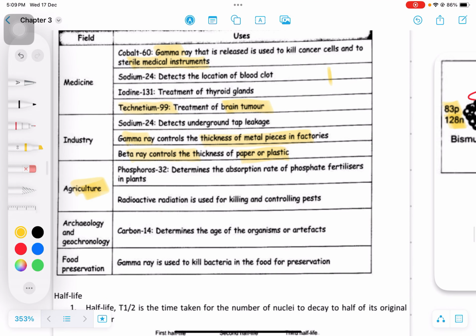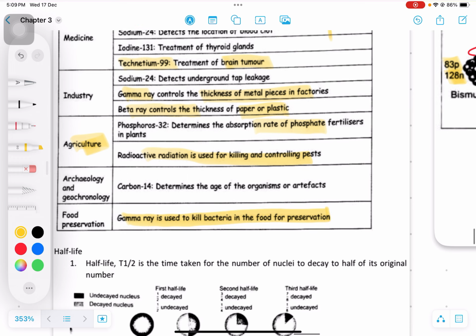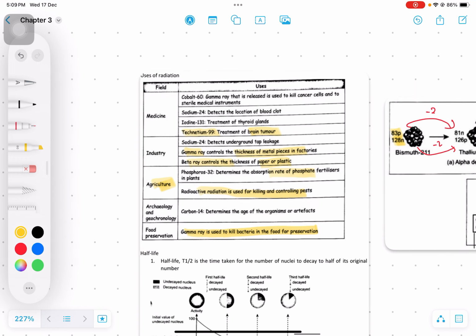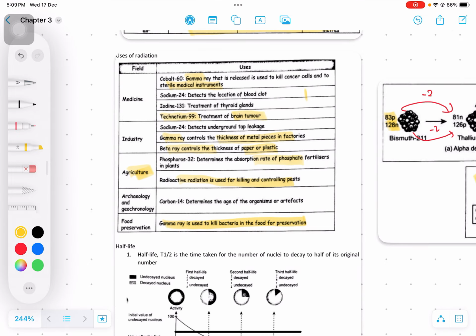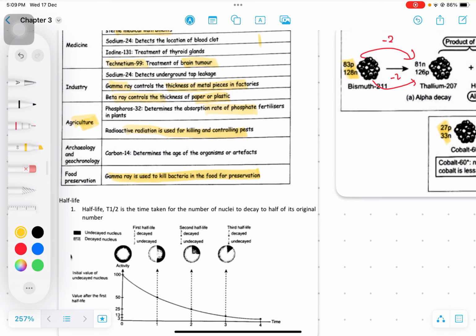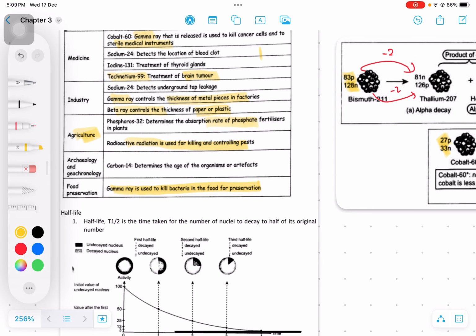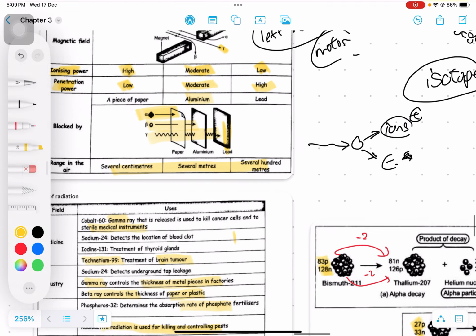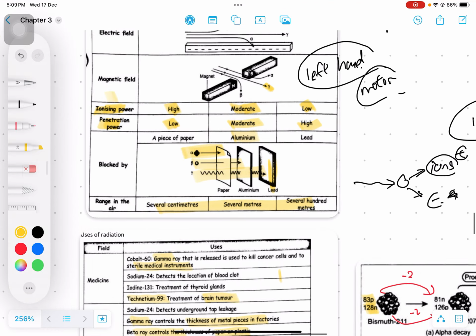Okay, gamma I think is for metal pieces. And agriculture, determine the absorption of fertilizer phosphate. This one usually we don't memorize. Radiation dating, this one also don't memorize. Okay, food preservation, gamma kills bacteria. So some of the uses you can memorize, or you don't memorize, it is okay. You can just understand what the use is, and they will ask what's the difference between them, or what's the use of each. You just need to understand how it is used by using different ionizing power and penetrating power.